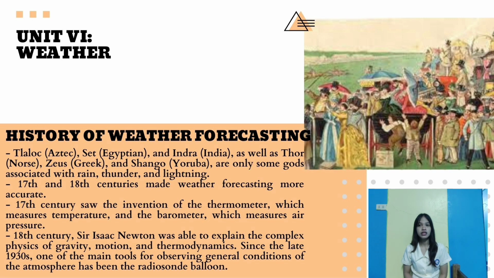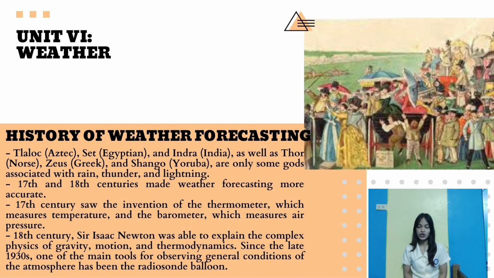In all of the cultures, weather forecasting became associated with religion and spiritualism. Weather such as rain, drought, wind, and cloudiness were associated with the deities or gods. These deities were worshipped in order to ensure good weather. Rain gods and goddesses were particularly important because rain influenced agriculture and construction projects. Tlaloc of the Aztec, Set of the Egyptian, Indra of India, as well as Thor of the Norse, Zeus of the Greek, and Shango of the Yoruba are only some gods associated with rain, thunder, and lightning.